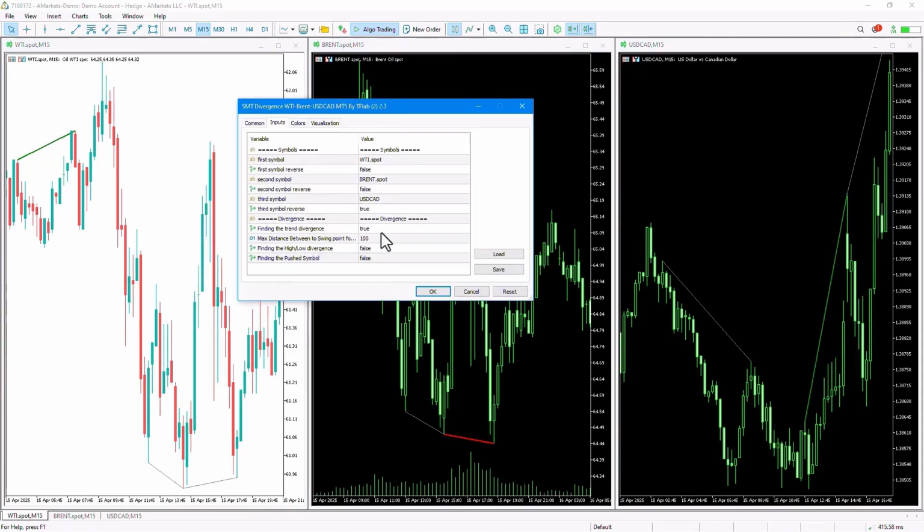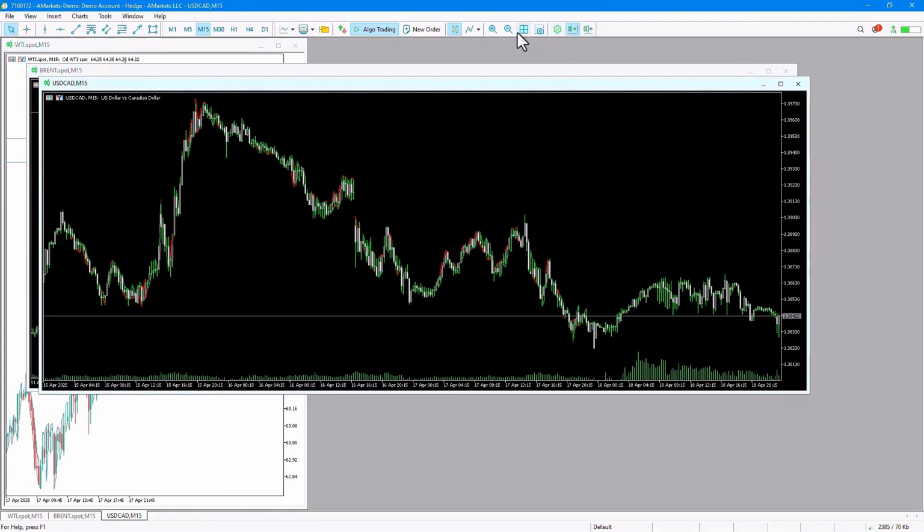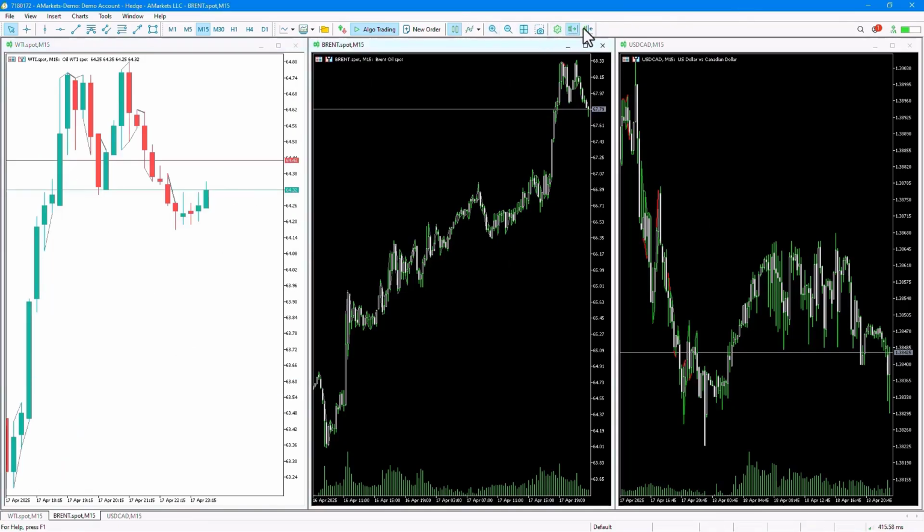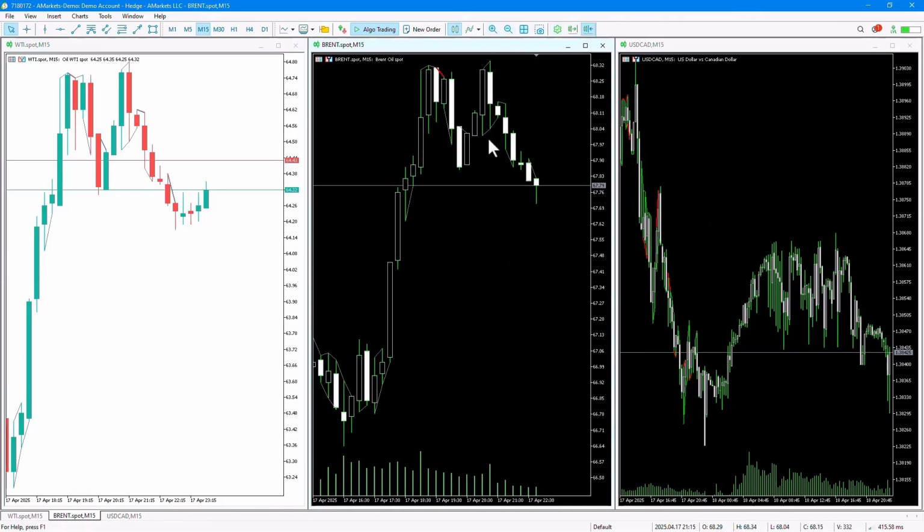And finally, at the bottom section, we can determine the maximum number of candles between the two trendline swings, XTIUSD, with the maximum set at 100 candles here. If the distance between the two swings is more than 100 candles, it does not identify the divergence. In the next section, we can enable or disable the high and low divergences. If we enable this option, it examines the high and low divergences among the three symbols.